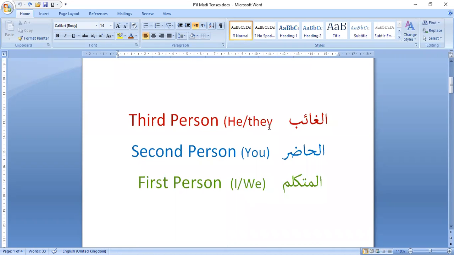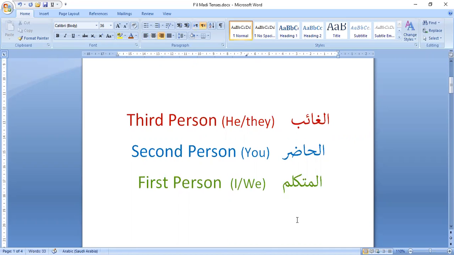Okay, one second. All right. Number one is third person. In Arabic, you call it ghaib. Ghaib is third person, so he, they, and so on. Then you have the second person, called hadir. And the first person is called mutakallim.